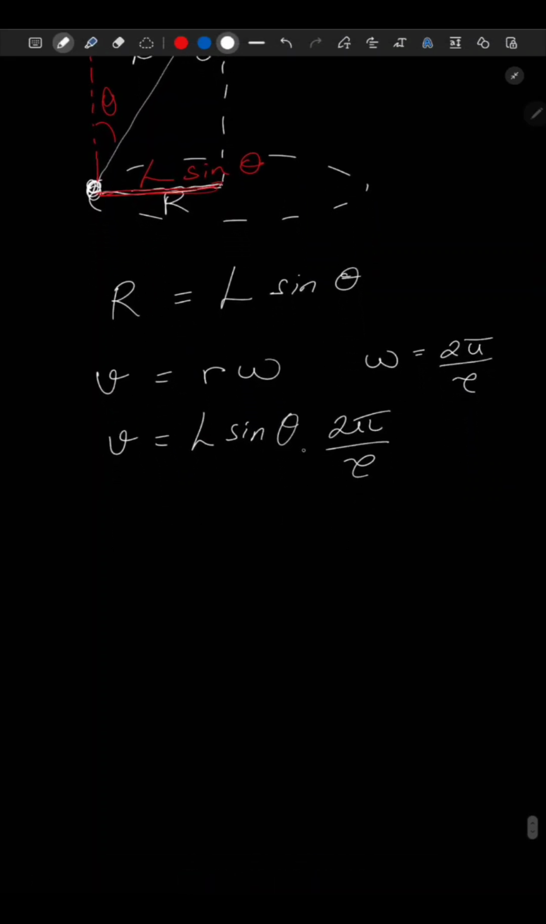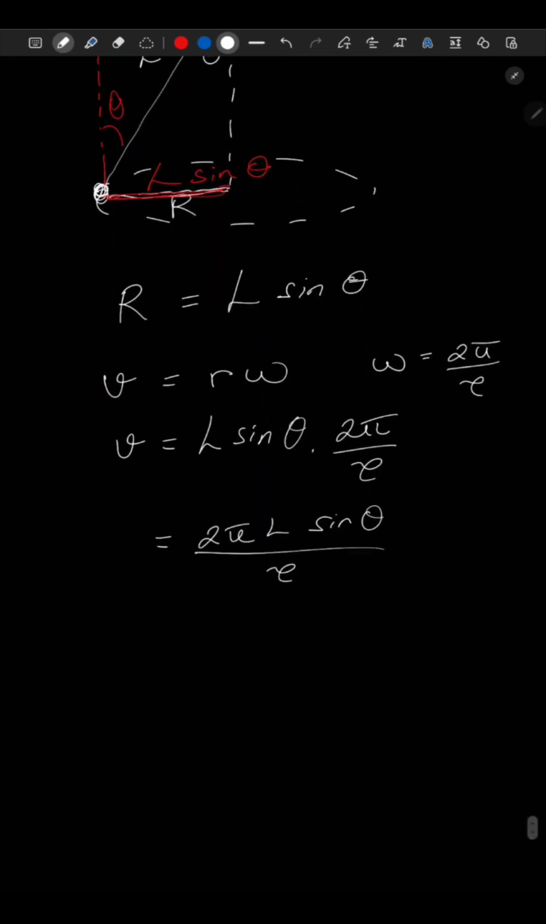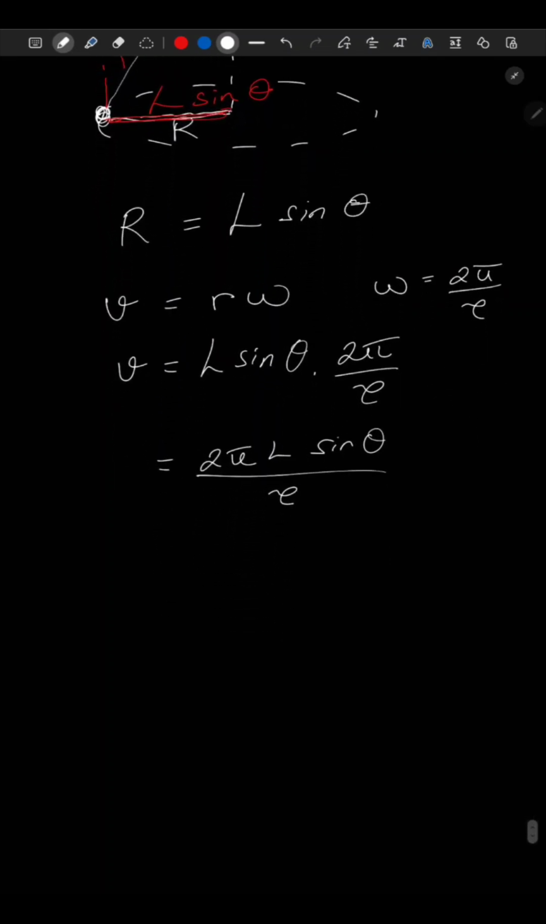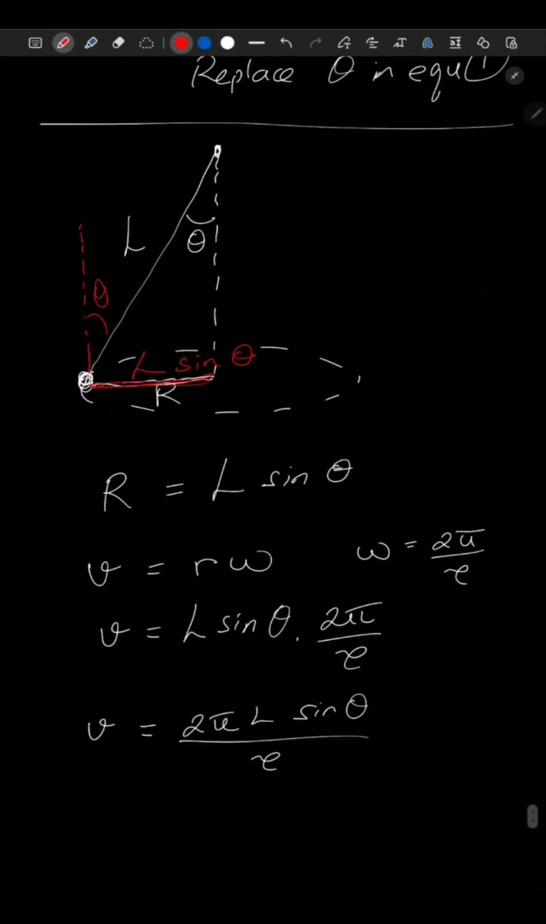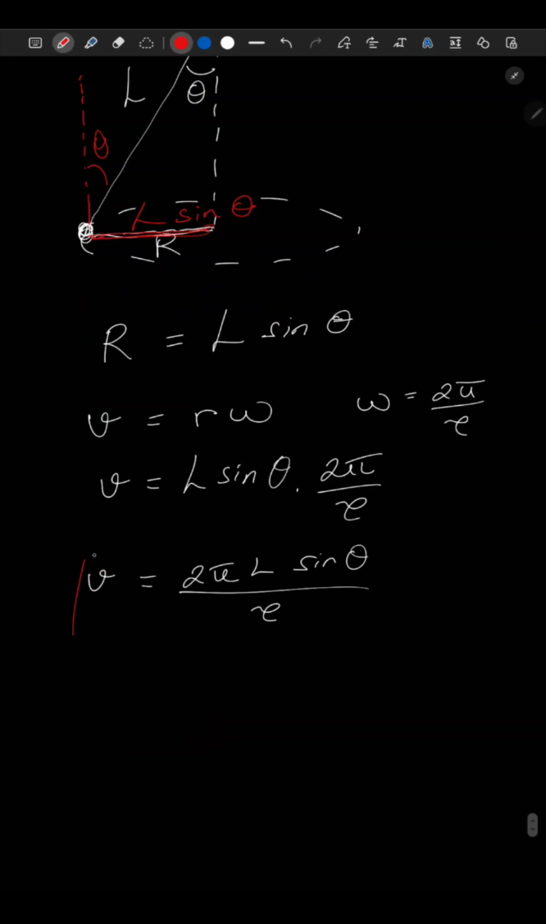So we can just simplify things. So 2 pi L sine theta divided by tau, which is the period of revolution. And you can also come up with this equation. So let's underline this one.